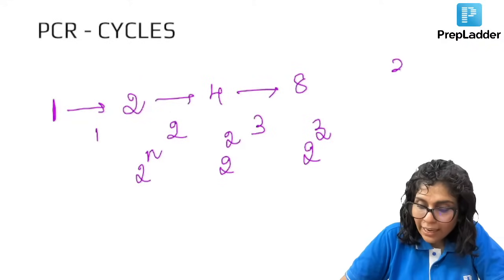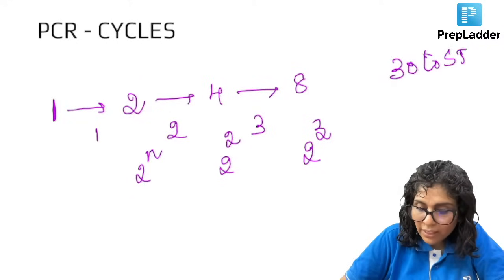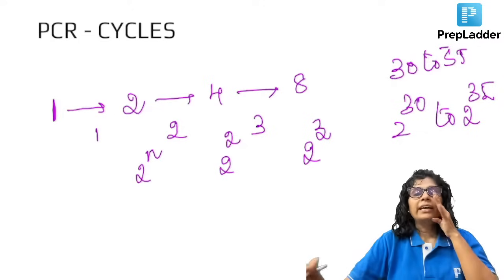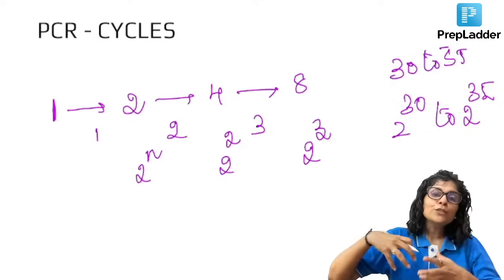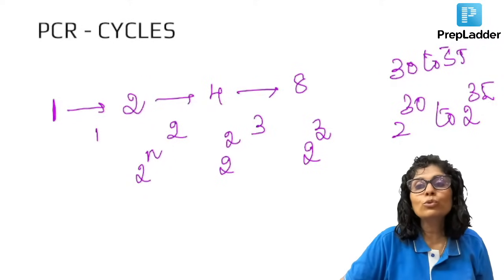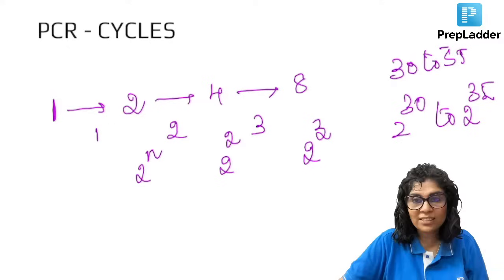So at the end of 30 to 35 cycles, you get 2 to the power of 30 to 2 to the power of 35 products. In every cycle, it gets doubled.